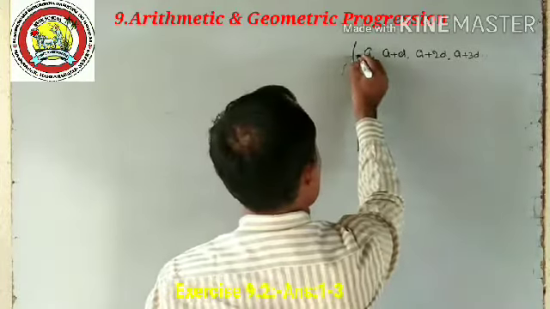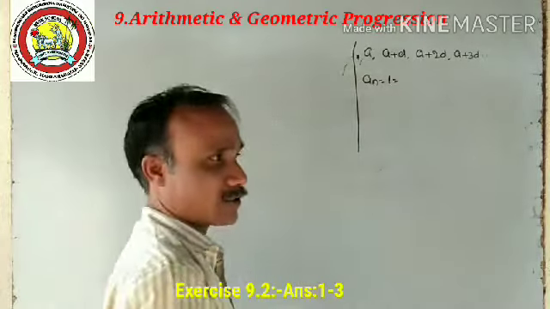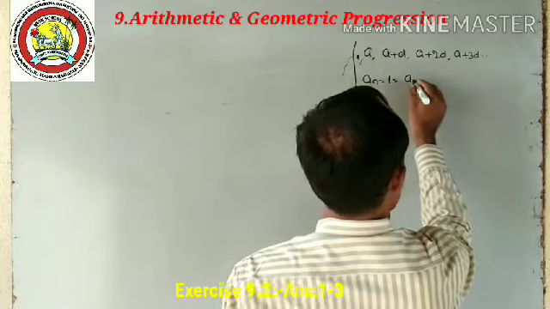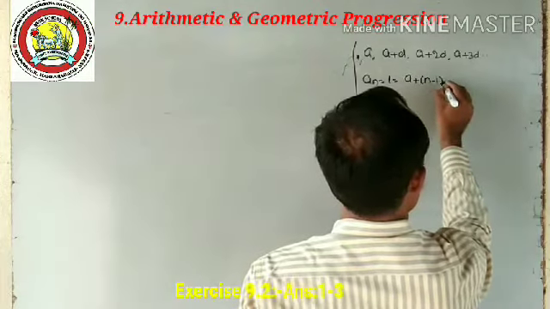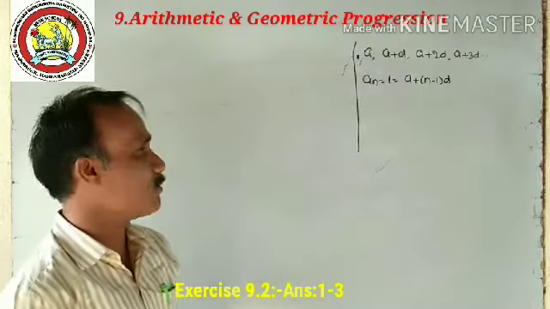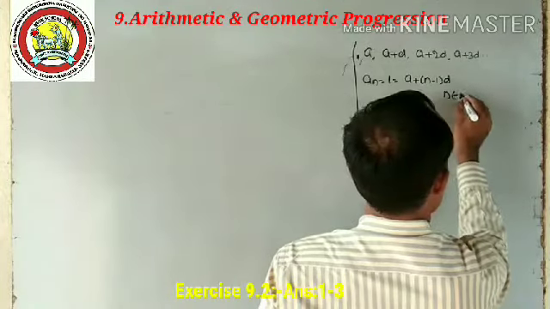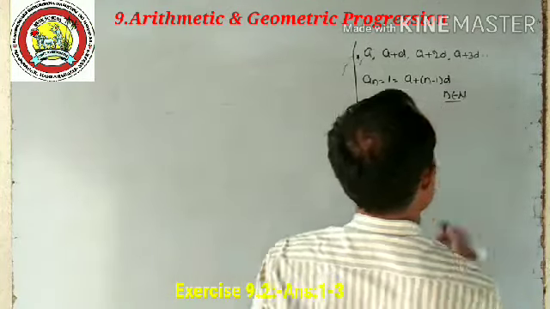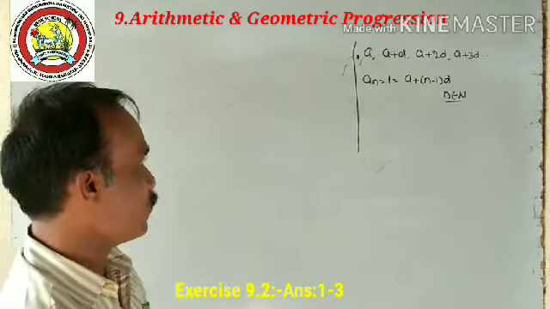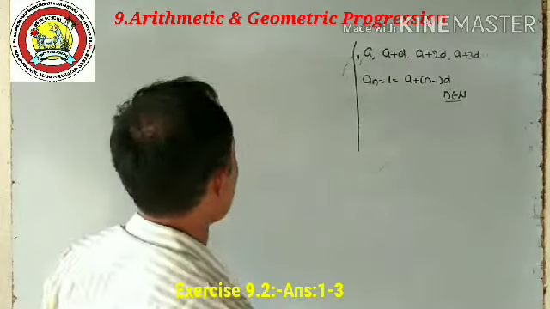The second formula: the last term, also called the nth term or general term of an arithmetic progression, is given by a plus (n minus 1) into d. Here a is called the first term, d is called the common difference, and n is the number of terms. Very important, n belongs to capital N. Today's exercise questions depend completely on these two formulas. Now we shall see one by one.